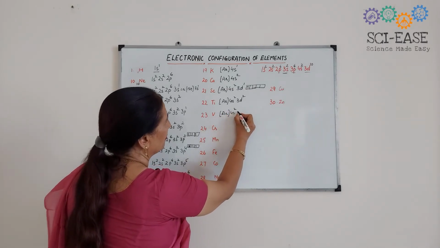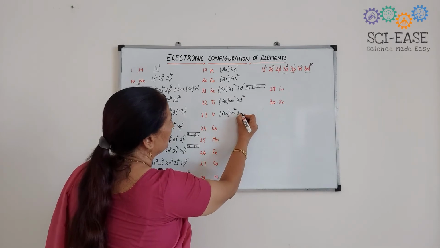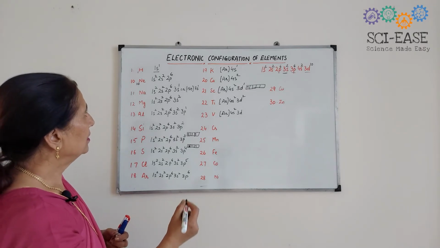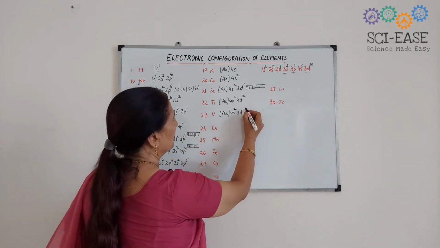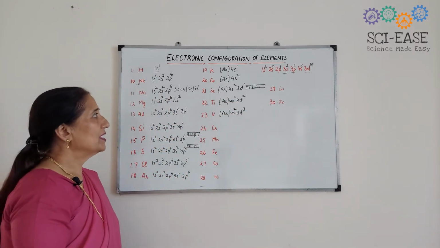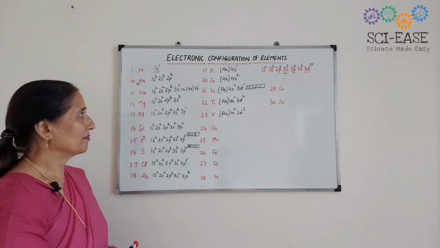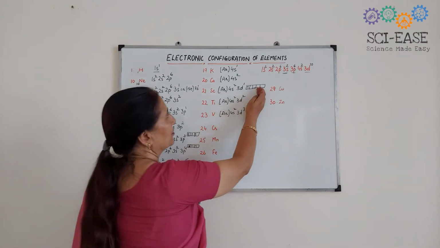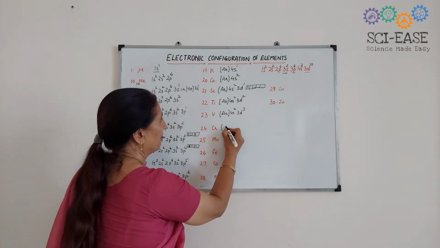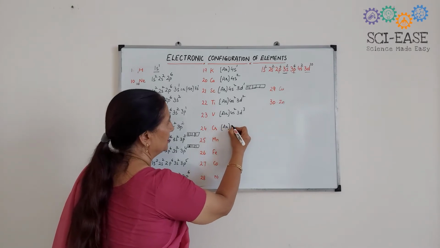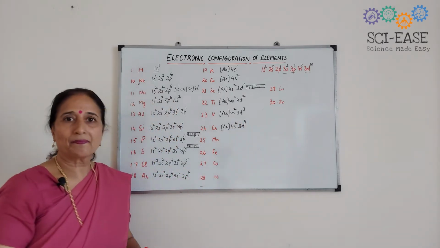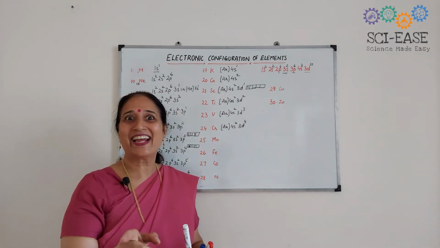4s2, 3d3. Now again it will go here. Come to chromium then. It is Ar, 4s2, 3d4. But this is not correct.